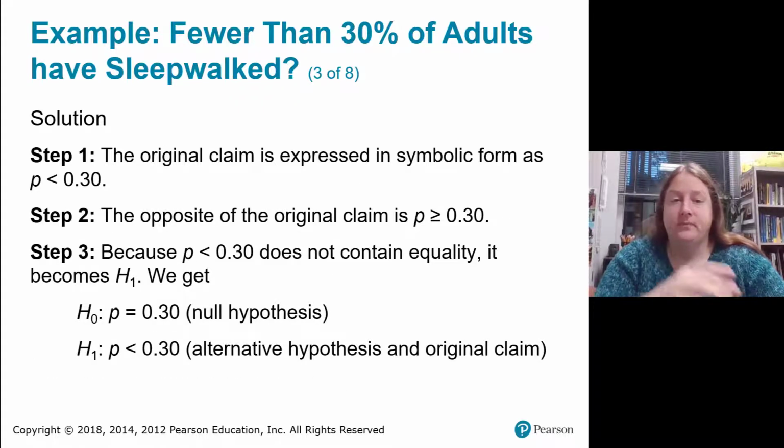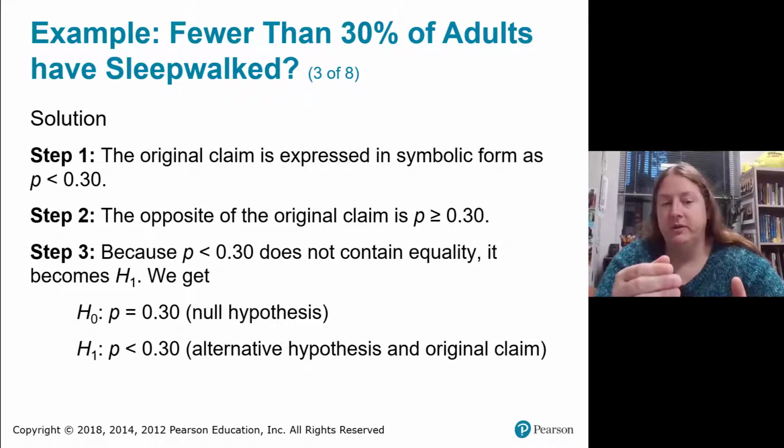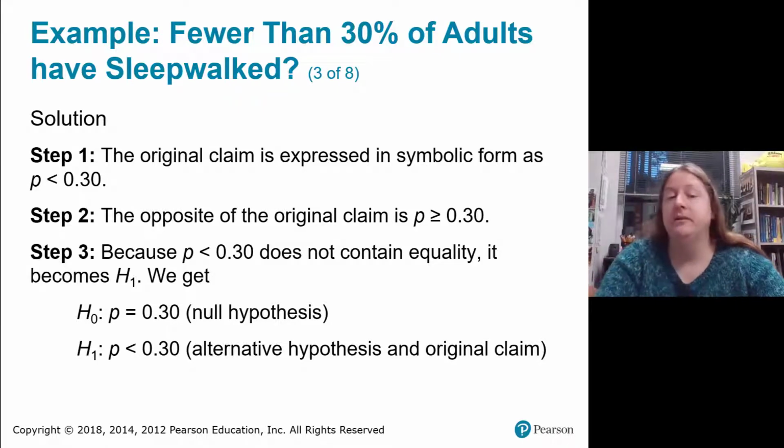So step 1, our original claim is expressed in symbolic form: p is less than 0.3. The opposite of the original claim is that p is greater than or equal to 0.3. So which one has the equals? That would be p is greater than or equal to. So we'll make our null hypothesis p equals 0.3, using the p greater than or equal to 0.3 part. The opposite of that is p less than 0.3, and that'll be our alternative hypothesis and also our original claim.